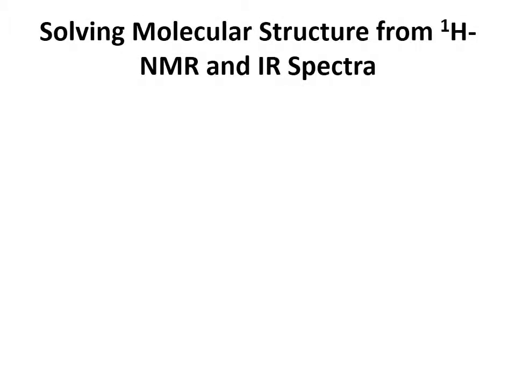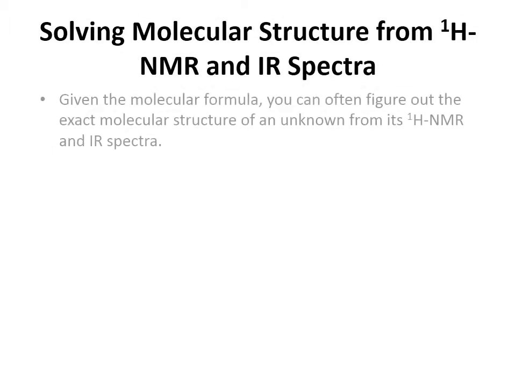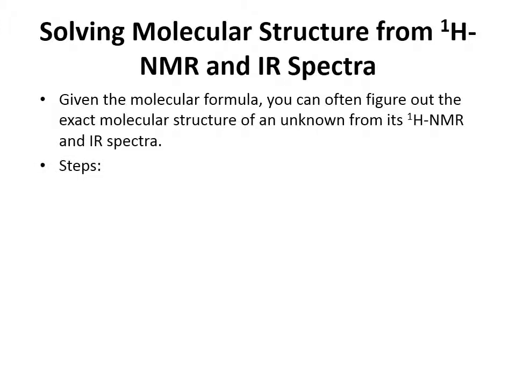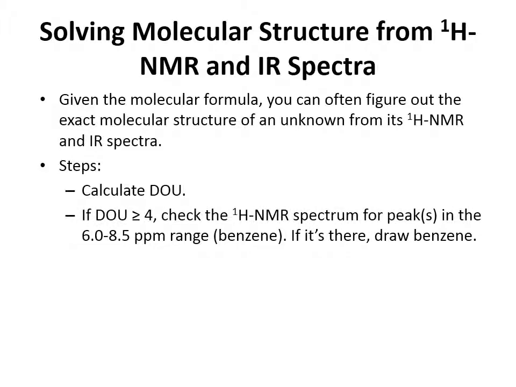Now we'll look at the steps for solving molecular structure from proton NMR and IR spectra. Given the molecular formula, you can often figure out the exact molecular structure of an unknown from its proton NMR and IR spectra. And here are the steps. First, calculate the degrees of unsaturation, the DOU. If the DOU is greater than or equal to 4, check the proton NMR spectrum for peaks, or a peak, in the 6 to 8.5 part per million range.